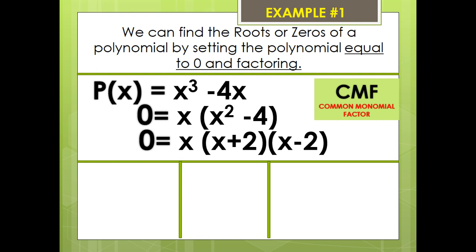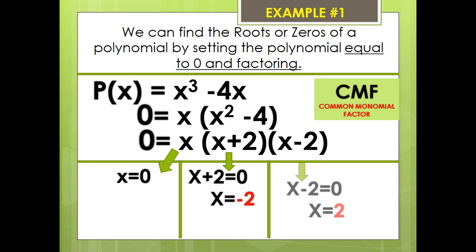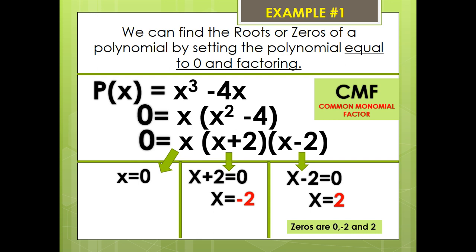Then after that, equate natin sa 0 yung factors niya. So, meron tayong isa, dalawa, tatlo. So, we have x is equal to 0, then x plus 2 is equal to 0, therefore x is equal to negative 2. Then x minus 2 is equal to 0, x is equal to 2. So, we have the zeros of 0, negative 2, and positive 2.